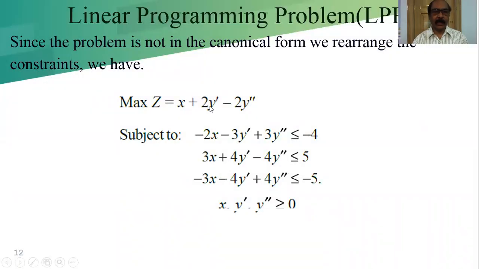max z is equal to x plus 2y dash minus 2y double dash, subject to minus 2x minus 3y dash plus 3y double dash less than equal to -4; 3x plus 4y dash minus 4y double dash less than equal to 5. Now multiplying the third constraint by -1, we will get minus 3x minus 4y dash plus 4y double dash less than equal to -5. x, y dash and y double dash greater than equal to 0.